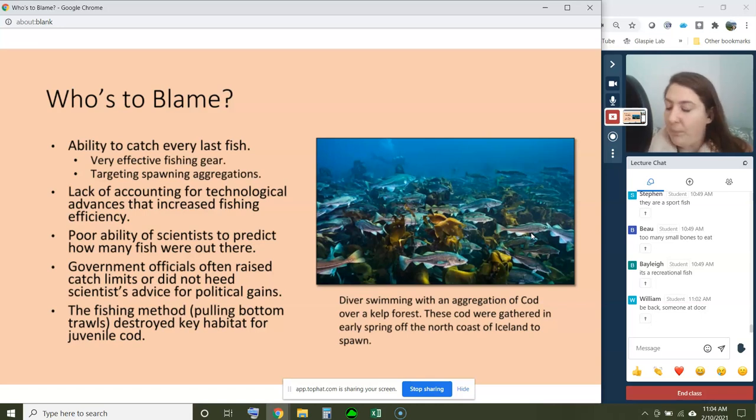And then finally, and as relates to our concept of essential fish habitat, the fishing method, so pulling a trawl along the bottom of a body of water, it destroyed key habitat for juvenile cod. And so juvenile cod were using the rocks and the vegetation that was at the bottom of that body of water to grow and contribute to the fishery. And so by pulling those bottom trawls, they were actually destroying that nursery habitat. So not only were they grabbing up all the adults, they were also destroying the chance for any young to grow into adulthood. A double whammy.